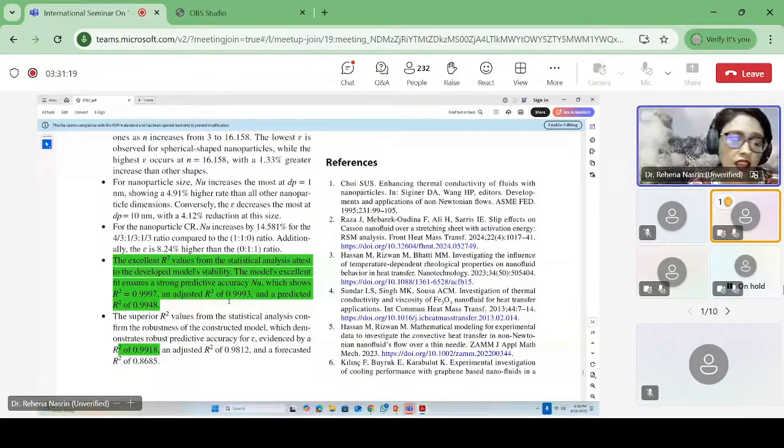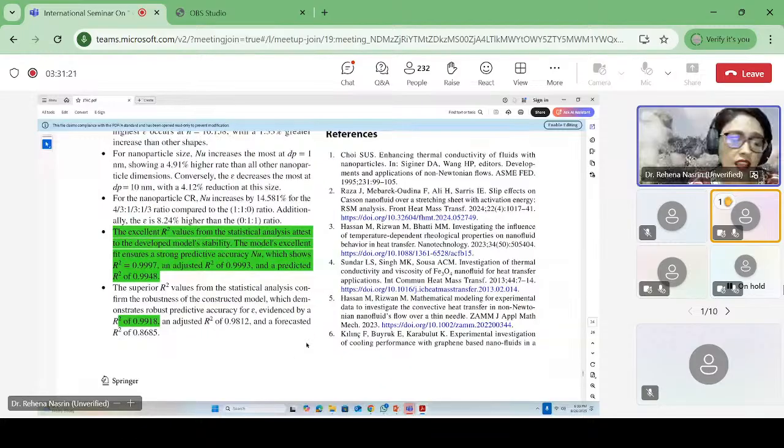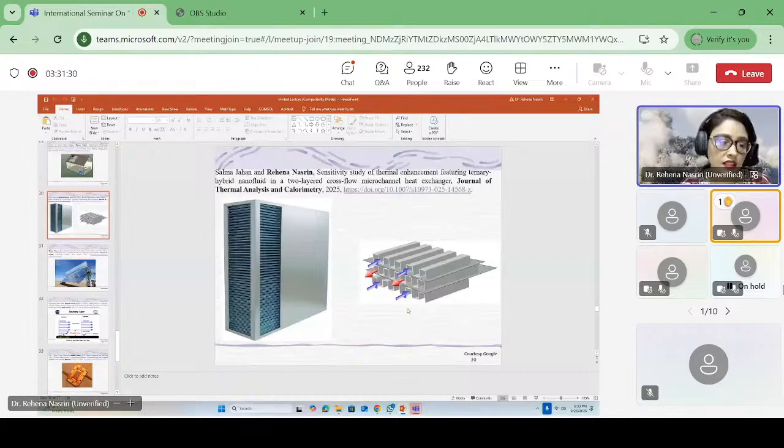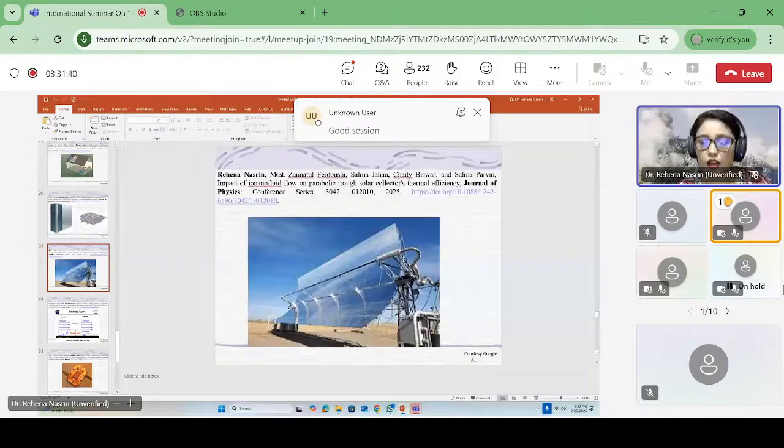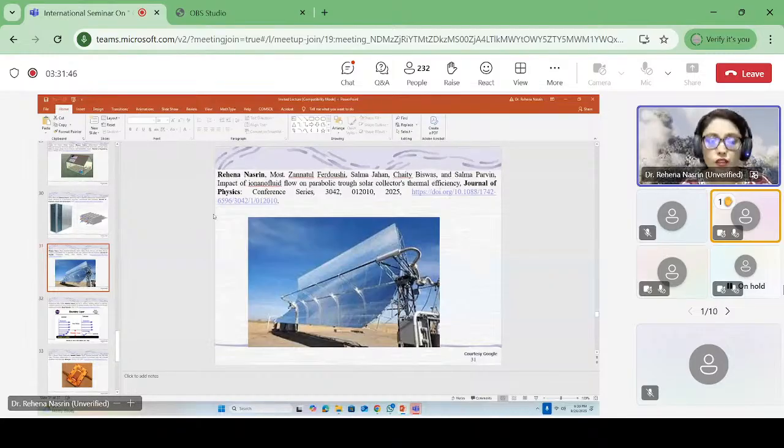So you can also perform this type of CFD data analysis. You can see this is a solar collector, a parabolic trough solar collector for thermal energy storing. Here we can go for this type of research also.